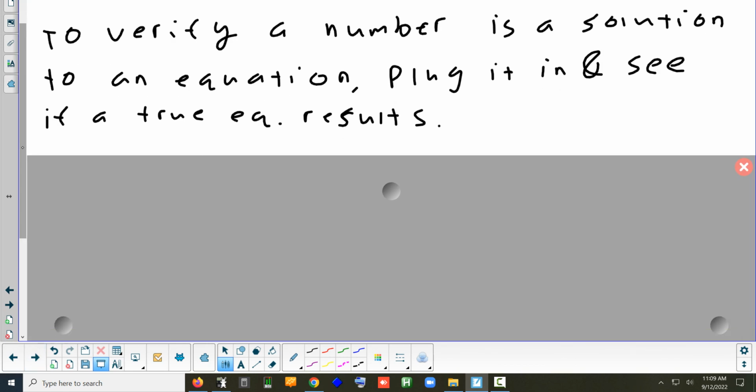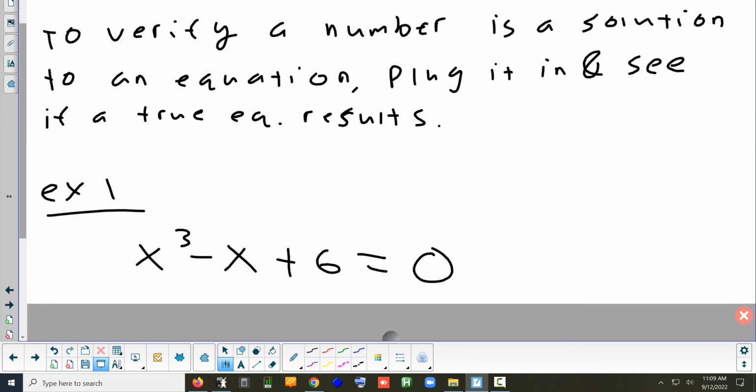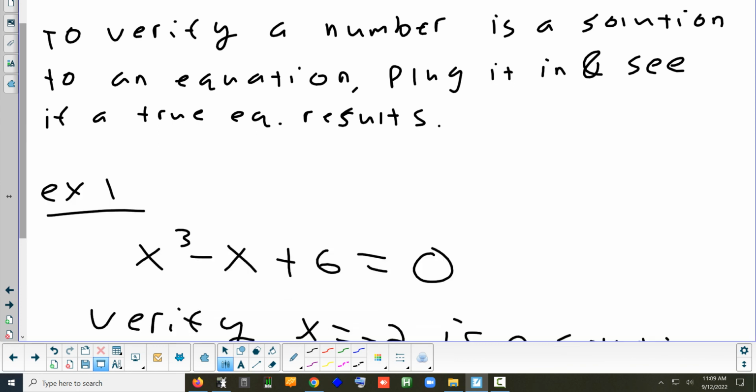So to check that a number is a solution to an equation, we plug it in and see if we get a true statement. Now, at this point, most people in here probably wouldn't know how to solve this. x cubed minus x plus 6 equals 0. Would or wouldn't? I don't think they would.